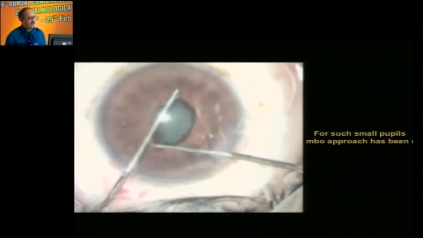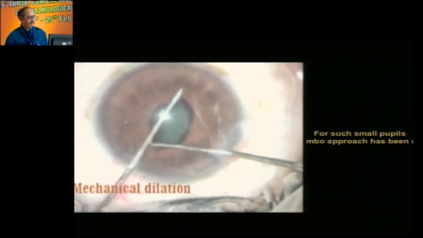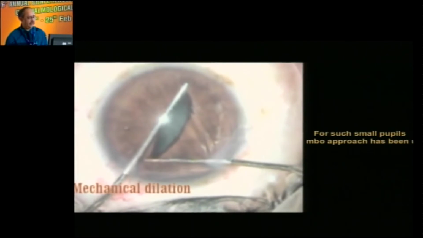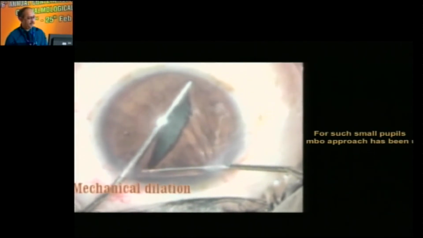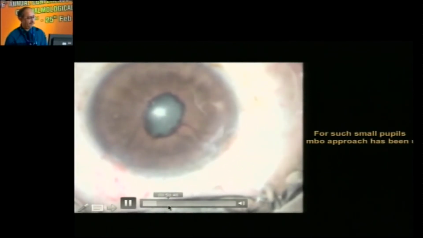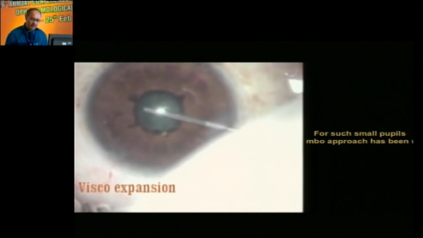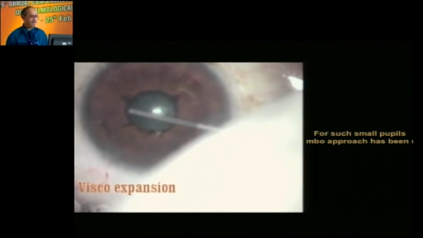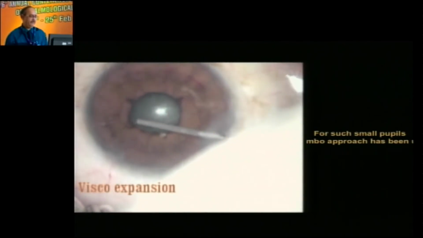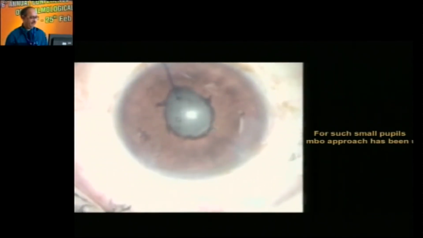So I tried synechialysis and then mechanical dilatation. Then viscoexpression. And then I shifted to iris hooks.